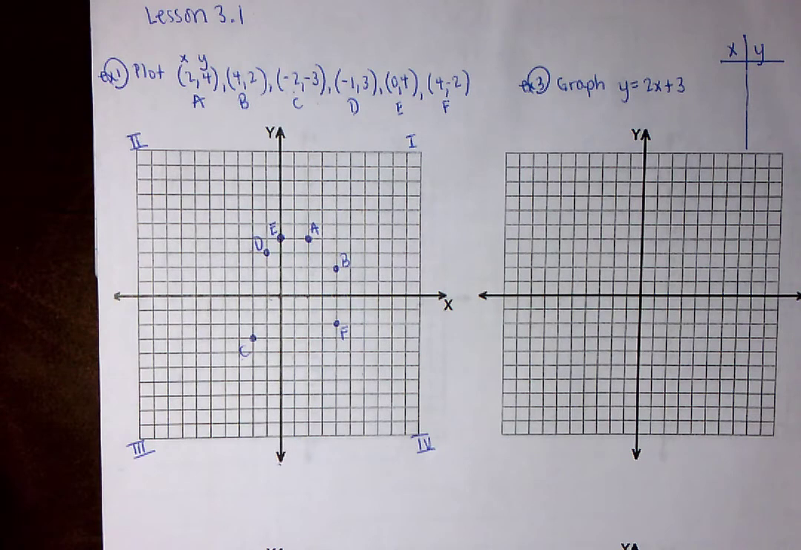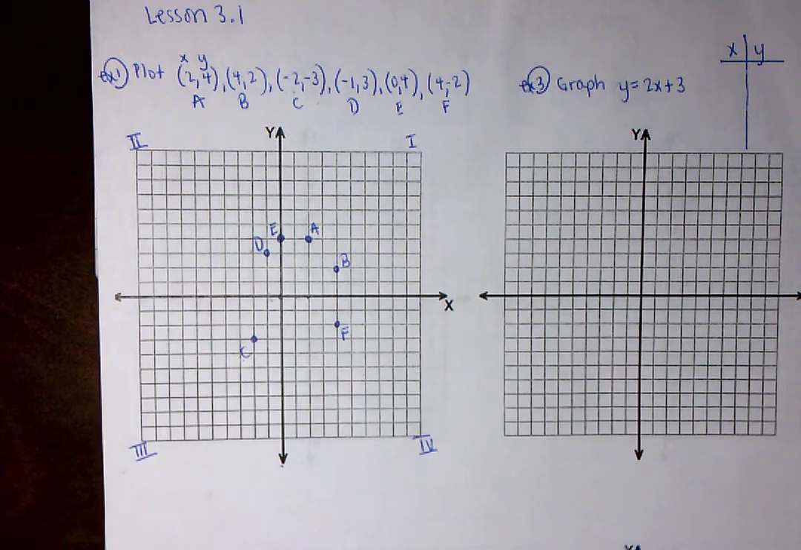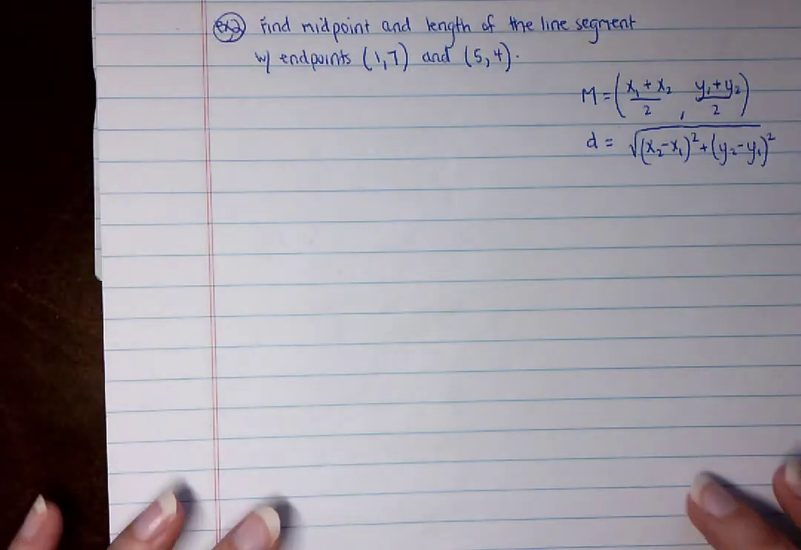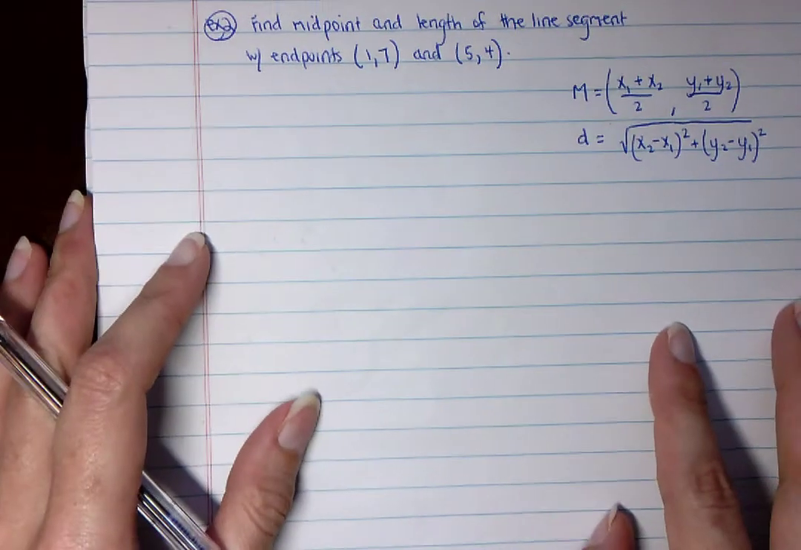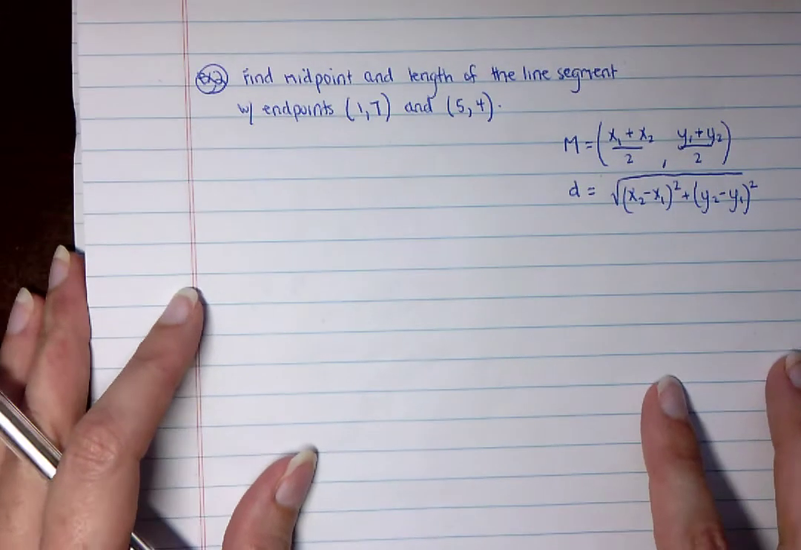The next thing they want to talk about, which you saw in your pre-assessment, was the midpoint and distance formulas. The midpoint just means find the halfway point between your two endpoints. And then the distance formula is finding the length of the line segment. So if they say find the midpoint and length of the line segment, they're asking you to find the midpoint, and they're also asking you to find the length of the line segment.